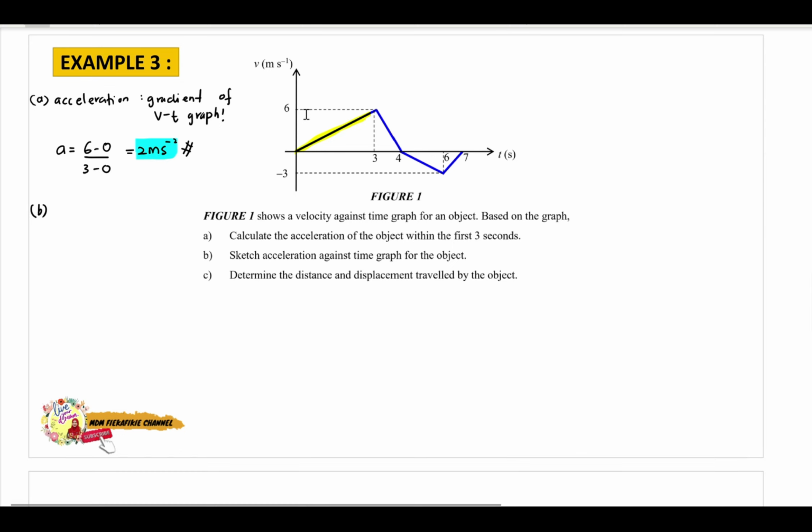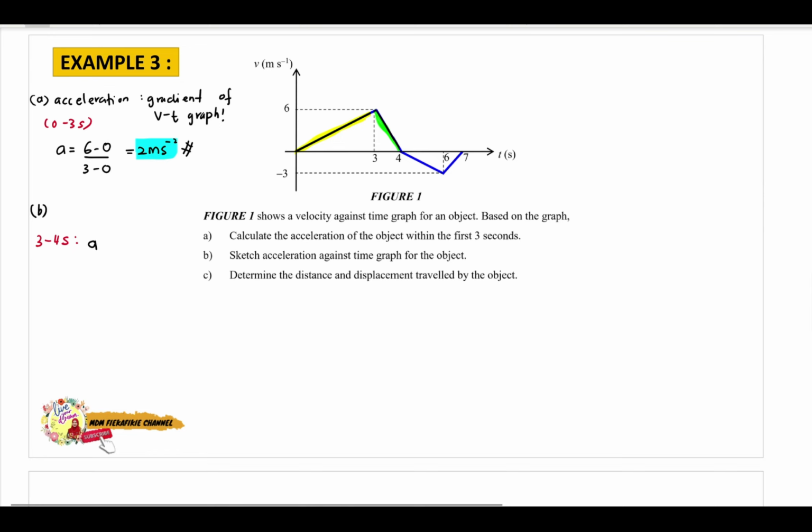Sketch acceleration against time graph for the object. Alright, so now we want to determine what is the gradient for this line from 3 to 4 second. Okay, so let's say this one is from 0 to 3 second. Okay, and then from 3 to 4 seconds. Okay, kita kira dekat bawah ni lah, sama juga acceleration dia.